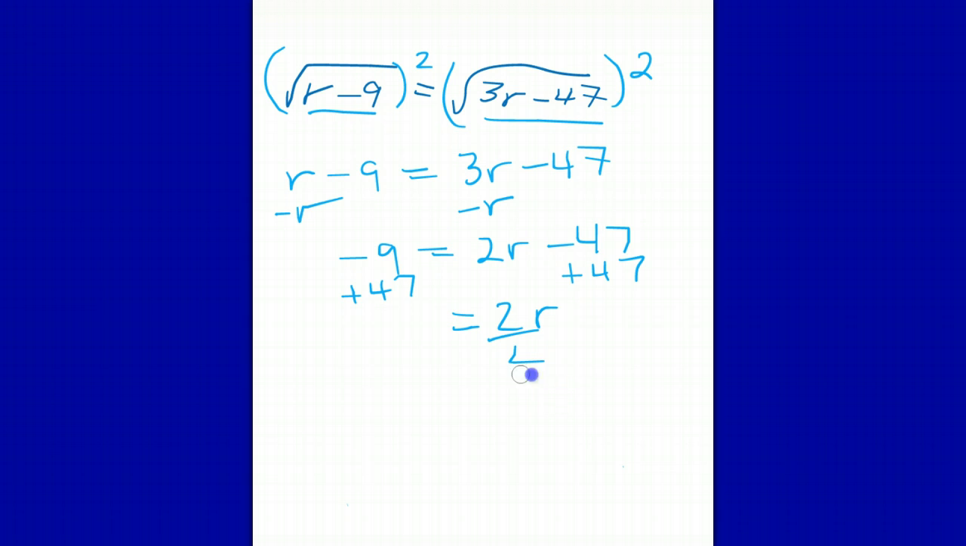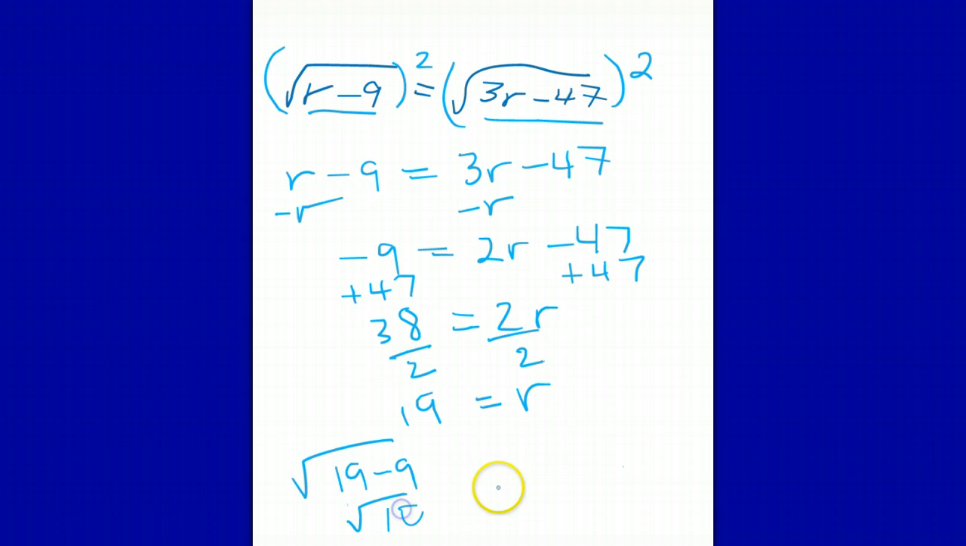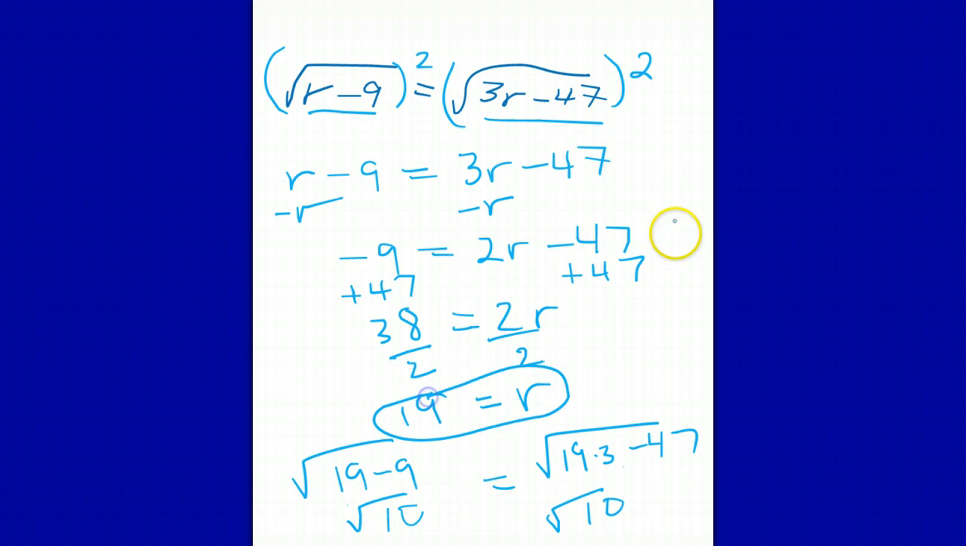Okay, so we got 2r equal to, now, let's check my math this time. 47 minus 9 is 38. Divide that by 2. That's 19. The square root of 19 minus 9 is basically the square root of 10. The question is, do I get the square root of 10? 19 times 3 minus 47. Well, 19 times 3 is 57 minus 47, which is the square root of 10. I don't care what the square root of 10 is, I just want to make sure that they're equal. So 19 is the correct answer.